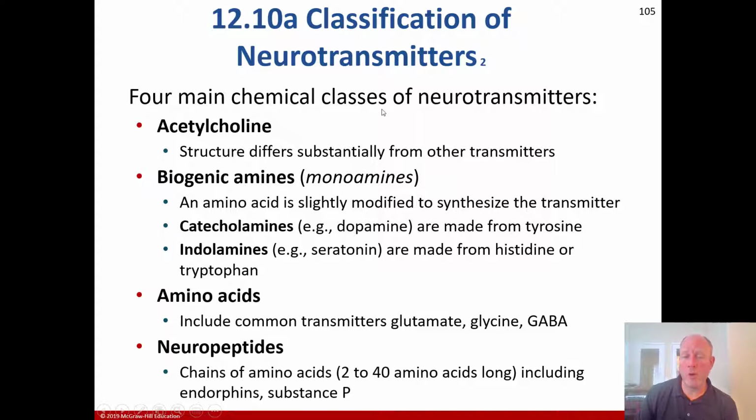For the 4 main chemical classes of neurotransmitters, which you do need to know, acetylcholine is a primary one, or a primary player, at least I should say.